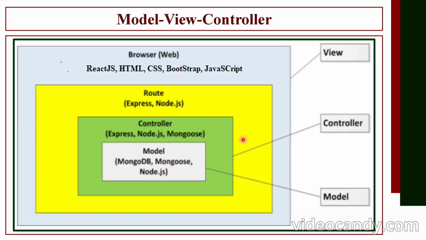And controller means the business logic you are going to write. You can use Express.js. What is Express.js? This is a backend framework. Simply keep it in your mind: a framework is nothing but something that takes some responsibility on behalf of the developer. That is a framework. And here we are going to use Express.js, that is the backend framework. And what is Node.js? Node.js provides a runtime environment, right?